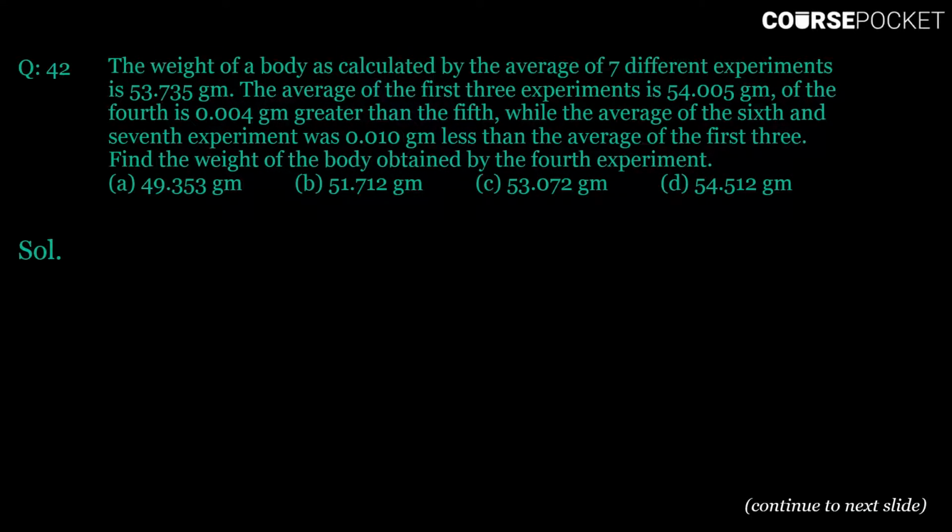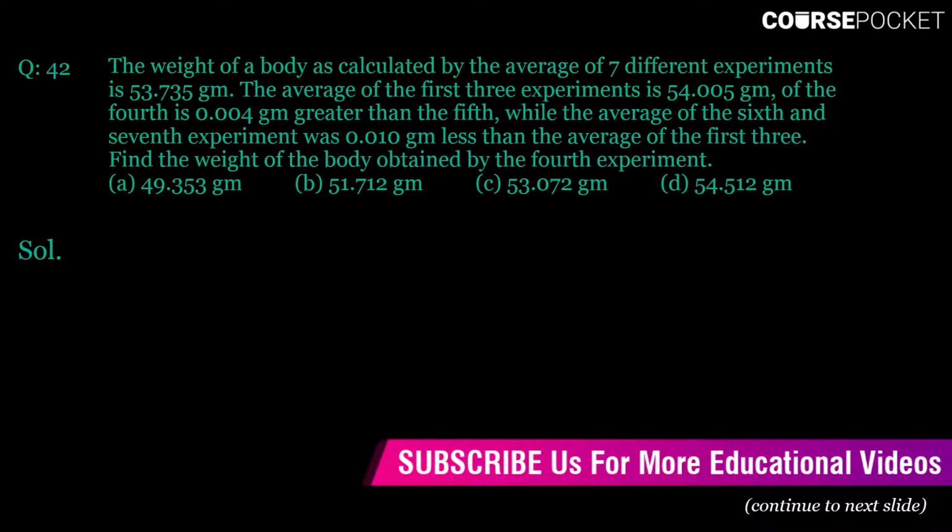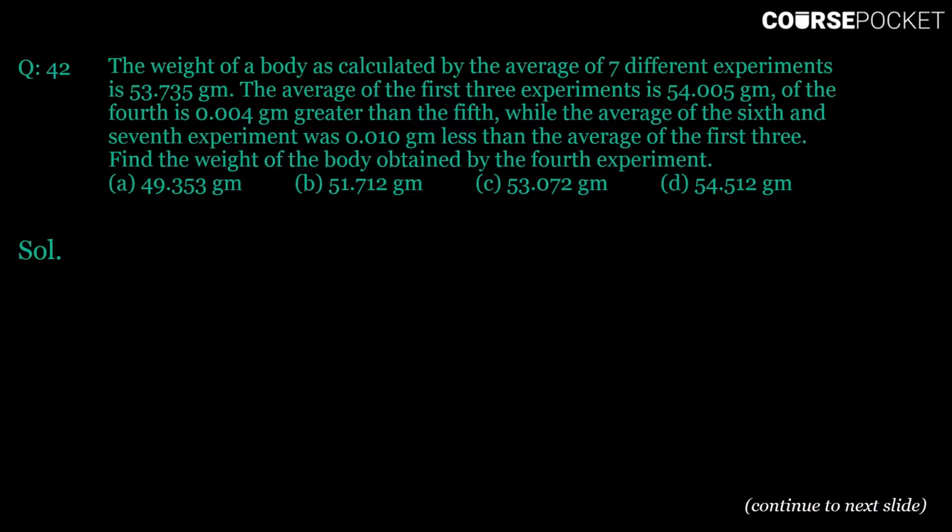Question number 42. The weight of a body as calculated by the average of 7 different experiments is 53.735 gram. The average of the first 3 experiments is 54.005 gram. Of the fourth is 0.004 gram greater than the fifth, while the average of the 6th and 7th experiment was 0.010 gram less than the average of the first 3. Find the weight of the body obtained by the fourth experiment.